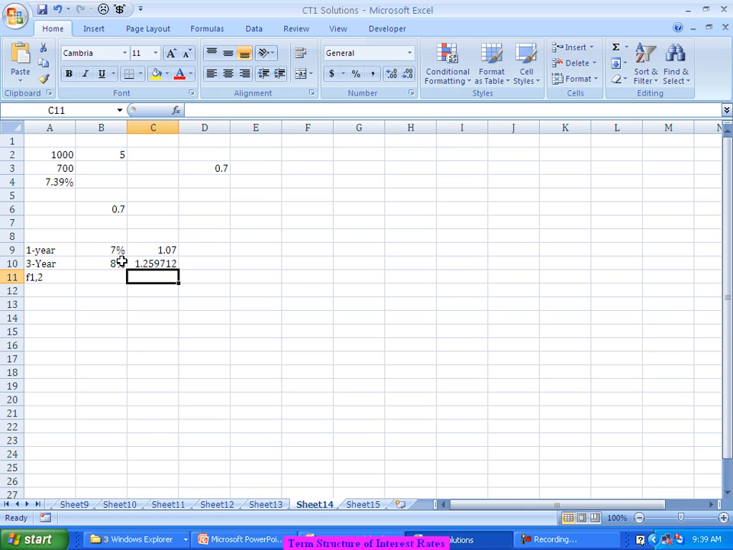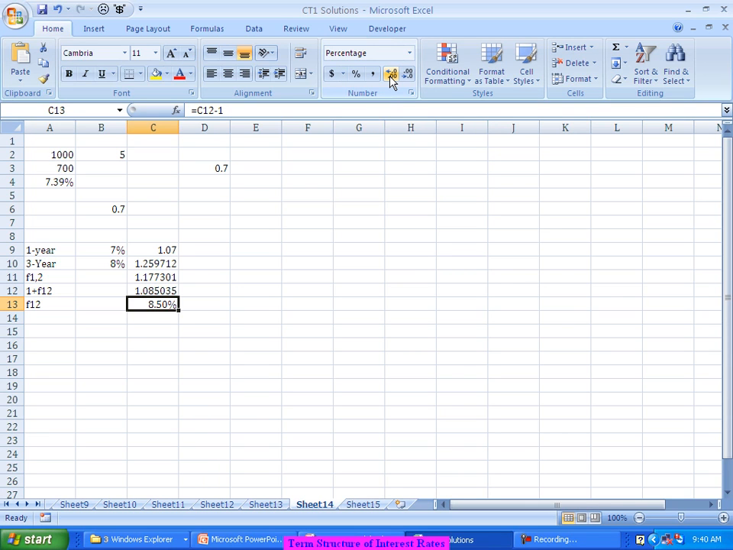Now (1 plus f12) whole squared is equal to the division of these two. From here I can find 1 plus f12, which is the square root of this, and from this I can find f12, which is this minus 1. That tells me that if I want the 2 year interest rate after 1 year from now, it is going to be around 8.5%.